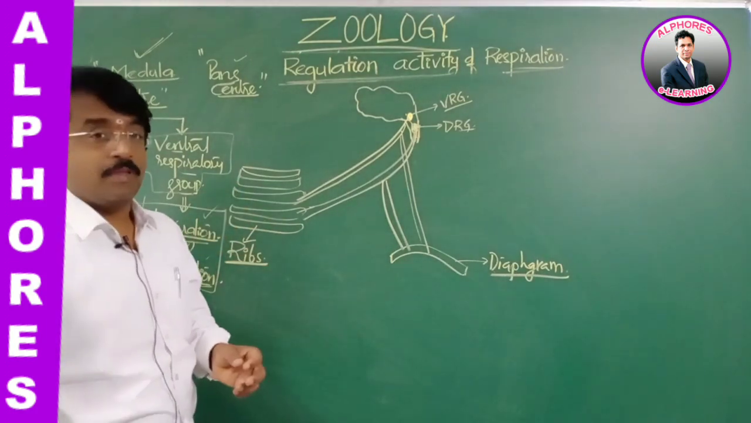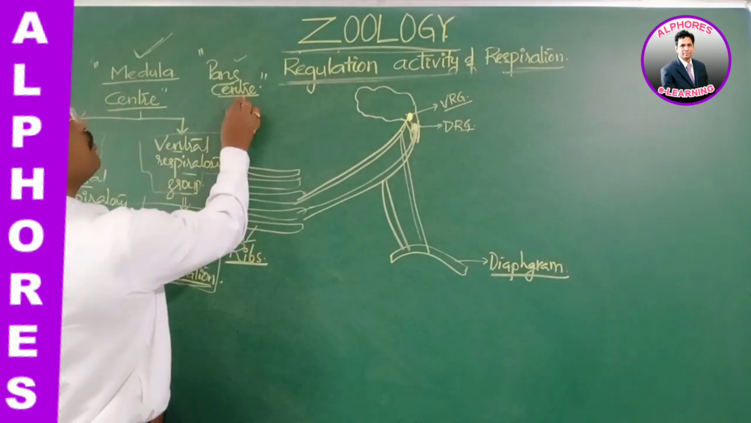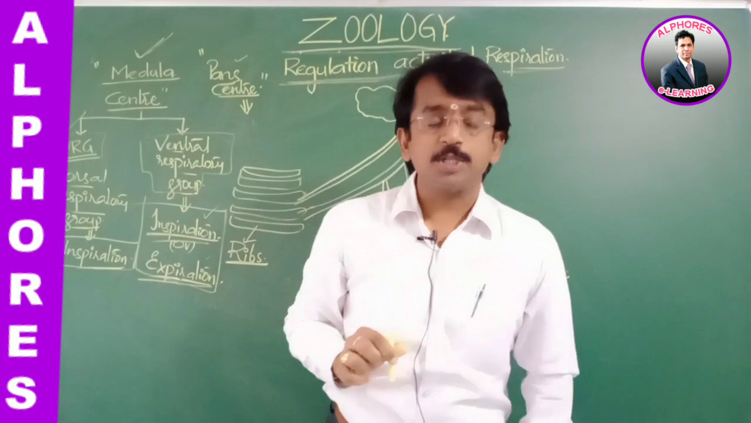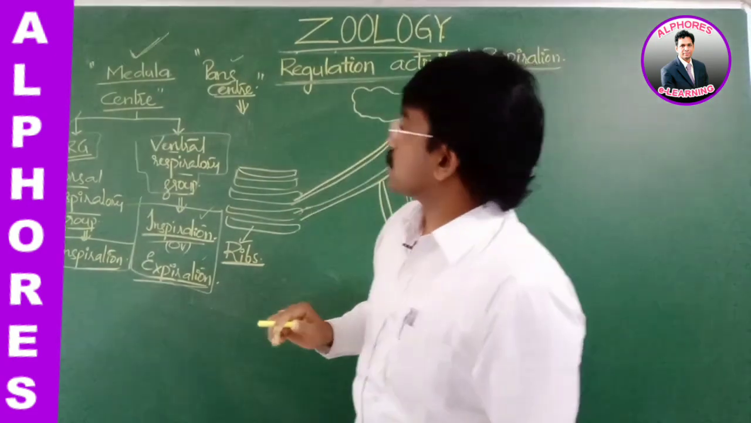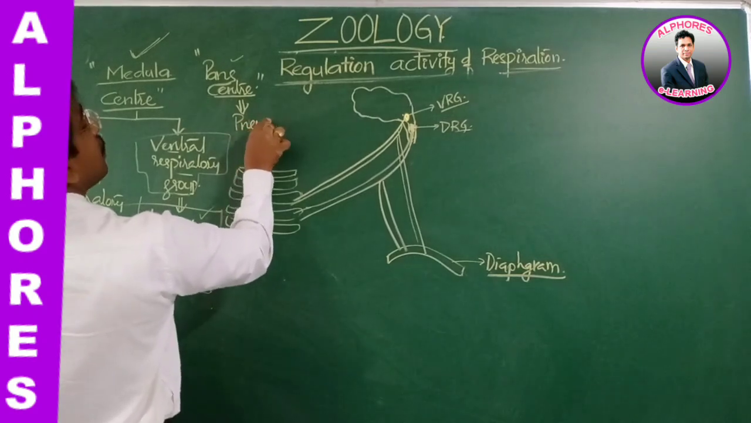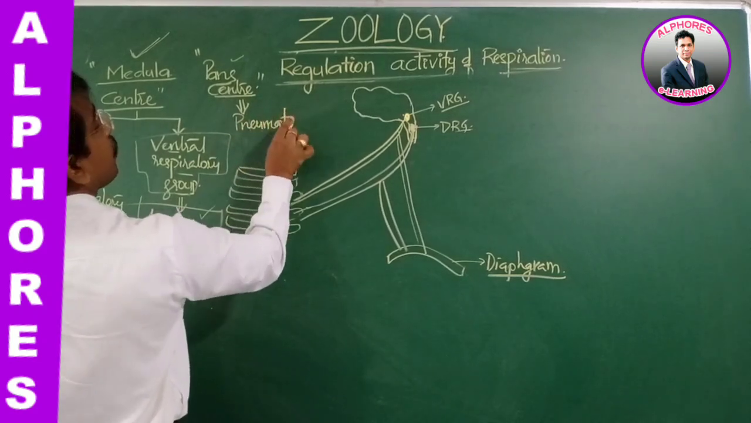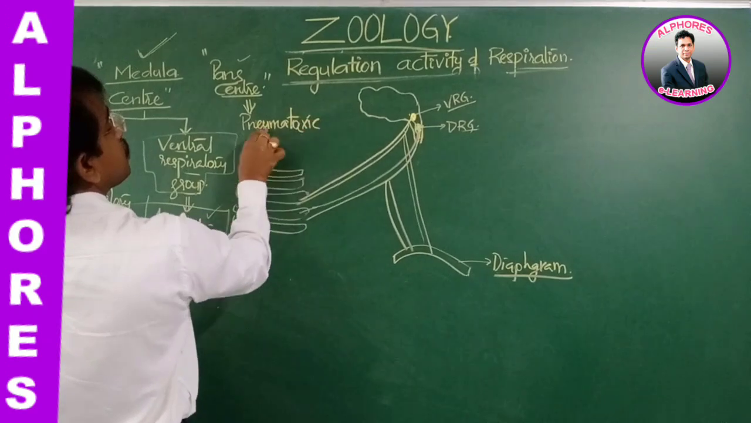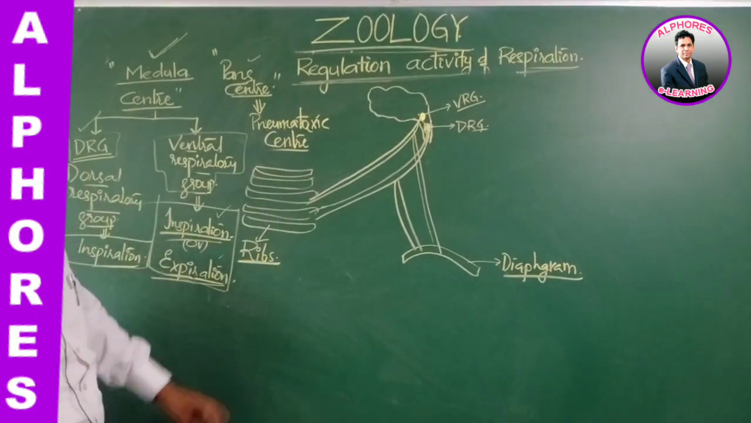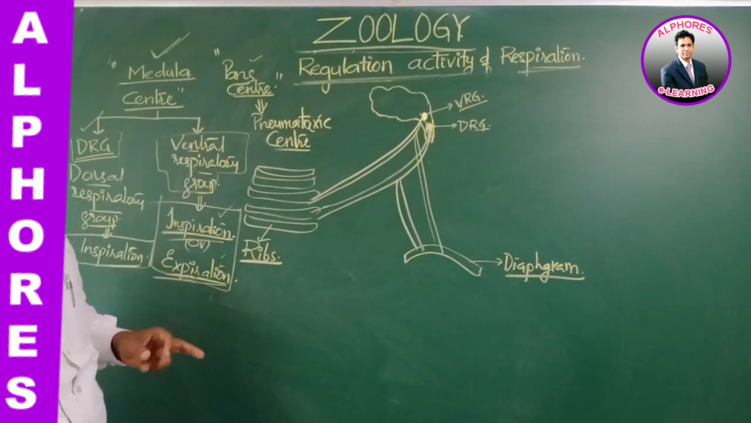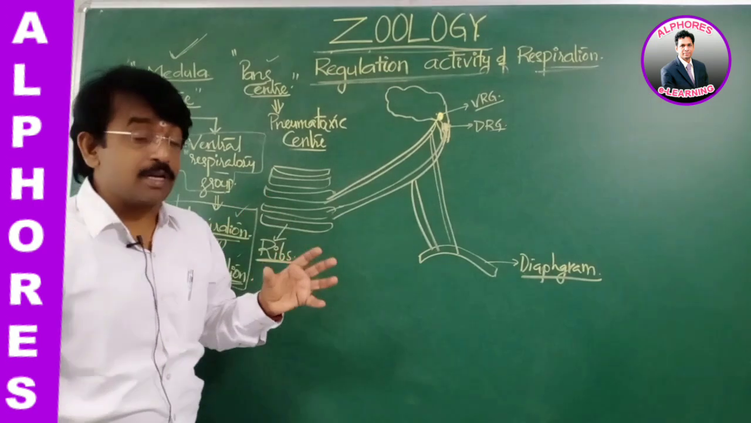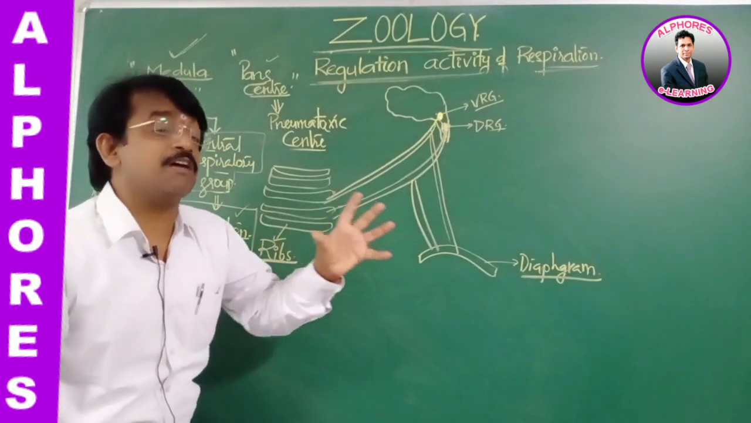Next, the other one is named the pons center. The pons is said to have the pneumotaxic center. The pneumotaxic center is the one which reduces the duration of inspiration.